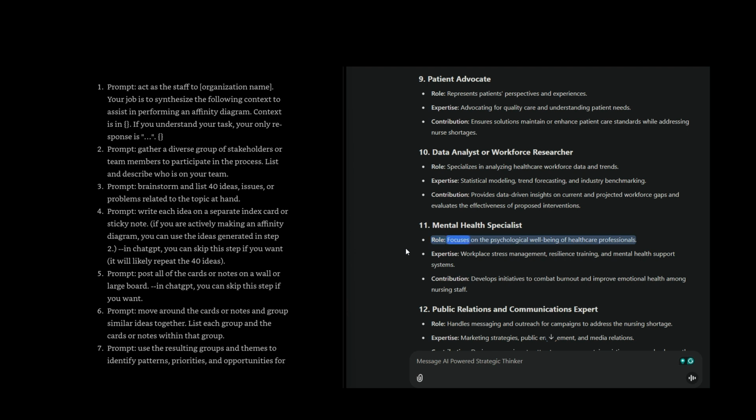11. Role: focuses on the psychological well-being of healthcare professionals. Expertise: workplace stress management, resilience training, and mental health support systems. Contribution: develops initiatives to combat burnout and improve emotional health among nursing staff.